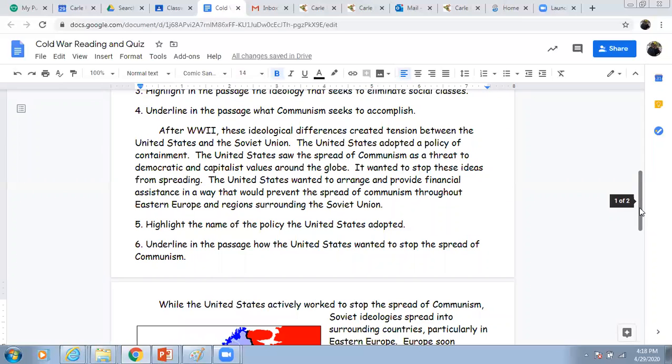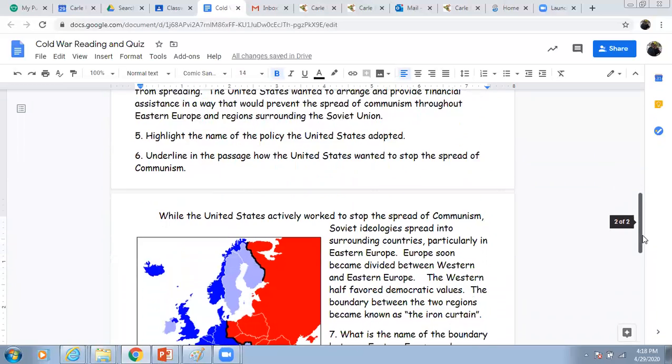Number 5, highlight the name of the policy that the United States adopted, the one that was trying to stop the spread of communism. Number 6, underline in the passage how the United States wanted to stop the spread of communism. So what was their plan?